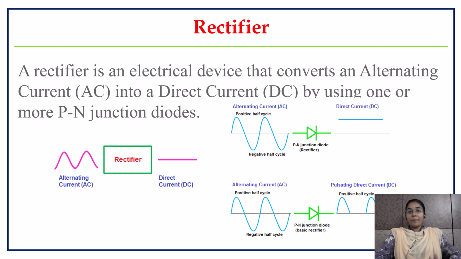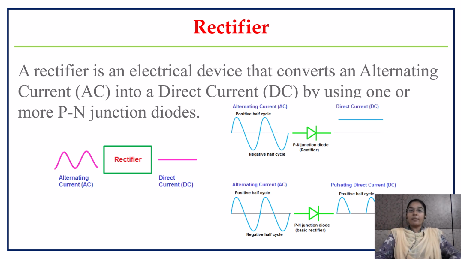When the p-type material of the diode is connected to the positive supply and the n-type material is connected to the negative terminal of the supply, we call that forward bias. And when the p-type is connected to the negative terminal of the supply and the n-type is connected to the positive terminal of the supply, we call that reverse bias.